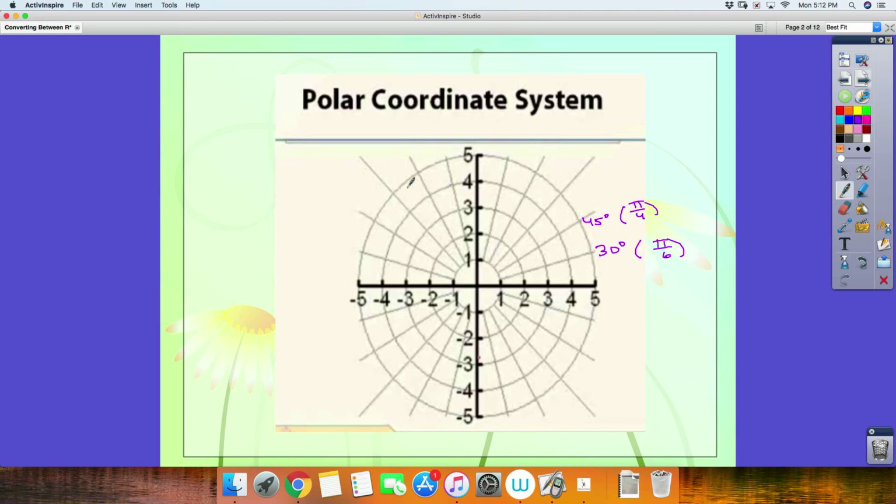So as we're working today on converting between rectangular and polar, you're going to need to have your unit circle handy because we're going to be working with cosine and sine, which align with the x and y coordinates on the unit circle. So don't think that just because we're on a new unit, what we learned in the last one has gone away. It's still going to be very important that we use those skills.